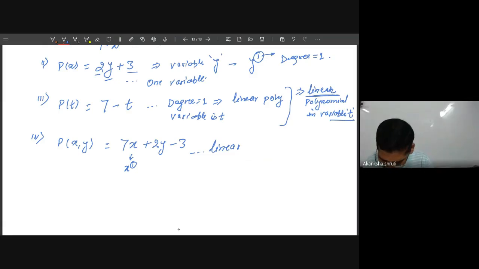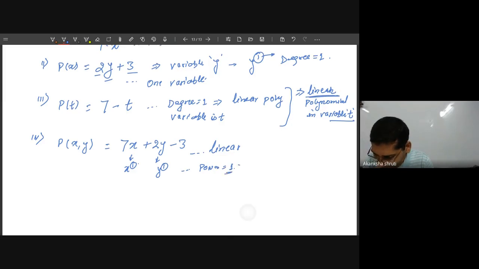Okay students, I have taken this example. Say P(x,y) is 7x plus 2y minus 3. Students, observe the power of each kind of variable. Here the variable is x, the power is 1. Here the variable is y, the power is 1. So the highest power is still 1, which means the degree is 1. And because of this degree 1 it is called linear.